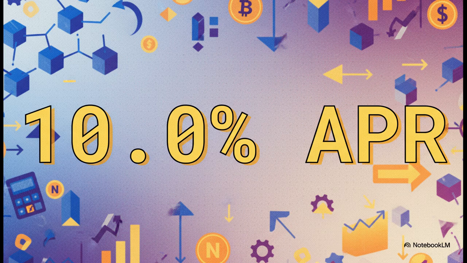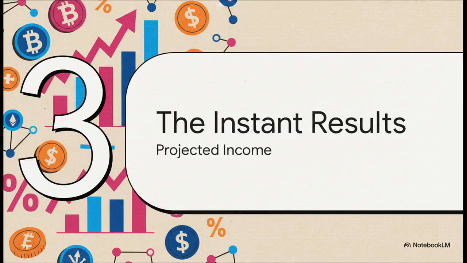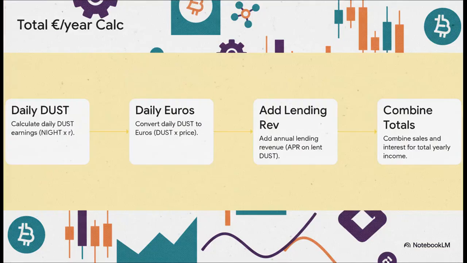And just like that, all our inputs are set. See? Easy. Okay, we've tweaked all the knobs and dials. Now for the really fun part, the instant results. Let's look at how your parameters translate into projected income. This is where we see how the simulator takes everything we just put in and turns it into actual, clear projections. And what's so great is that this isn't some kind of black box.